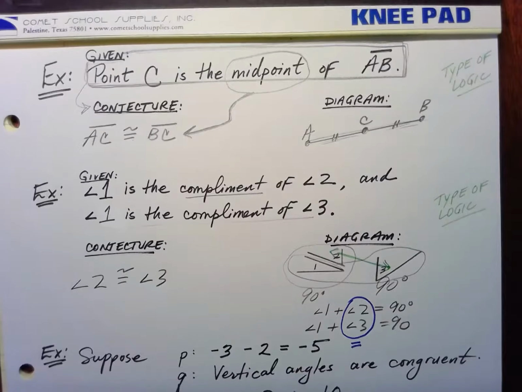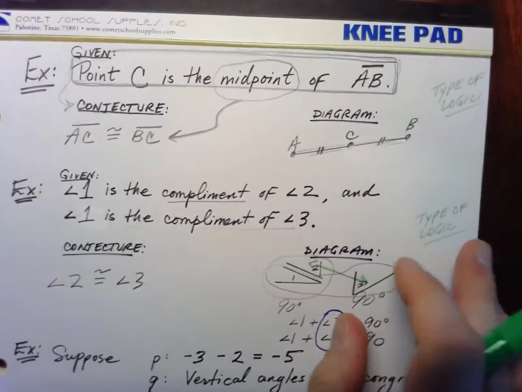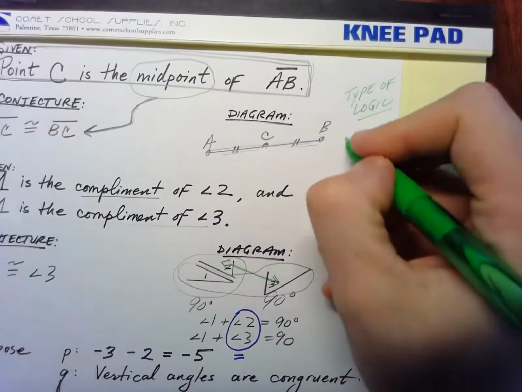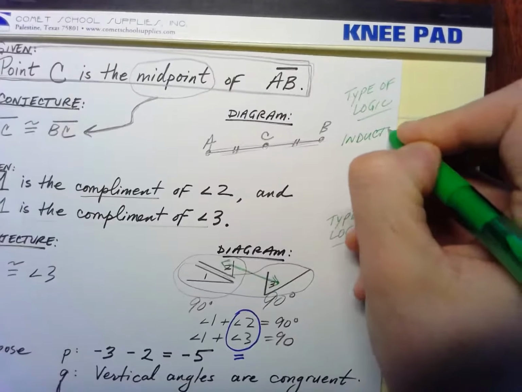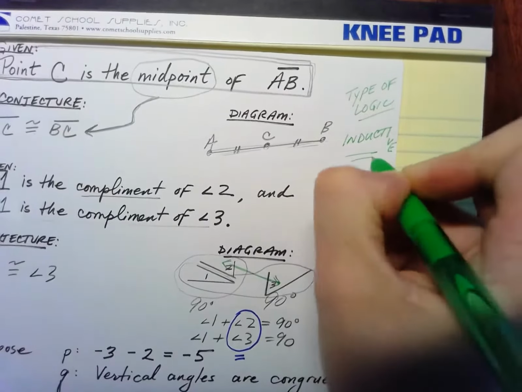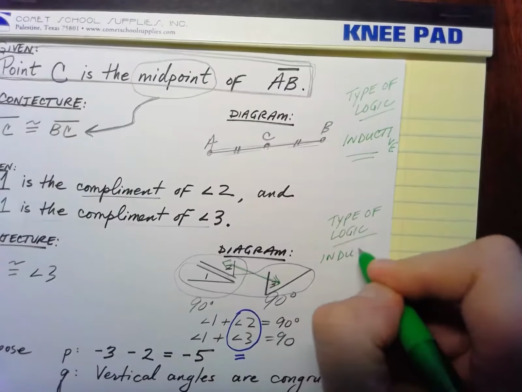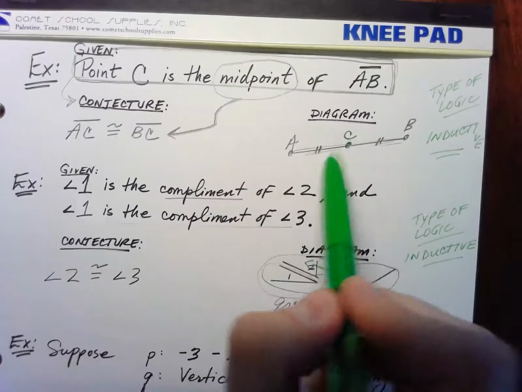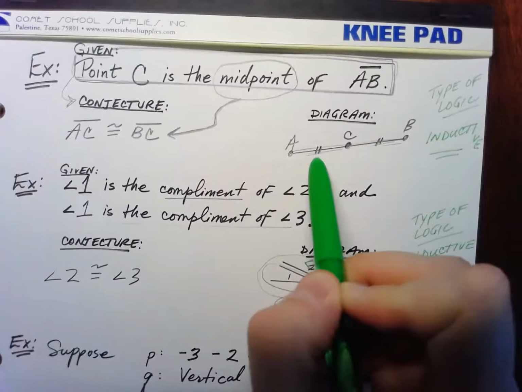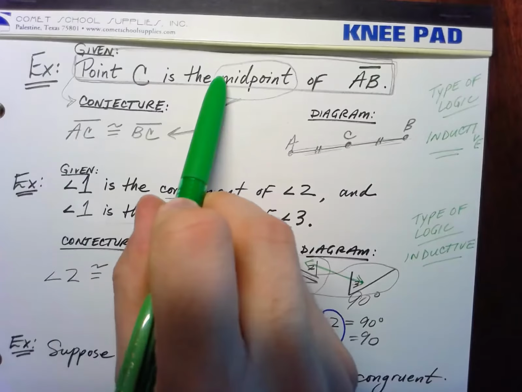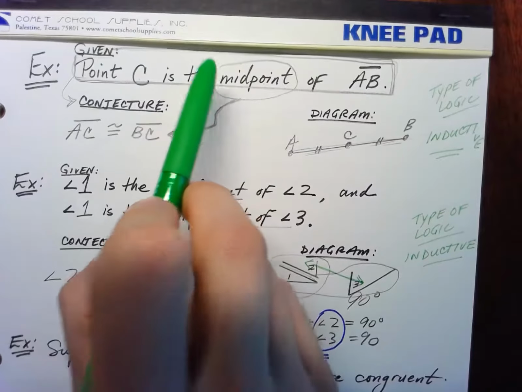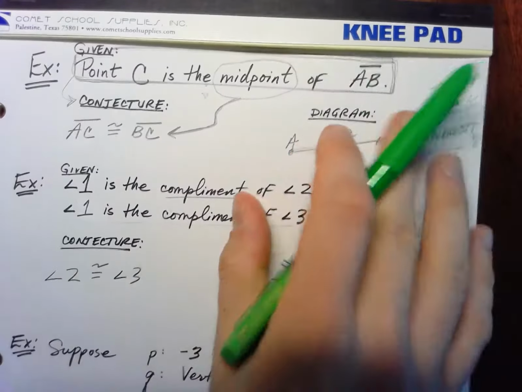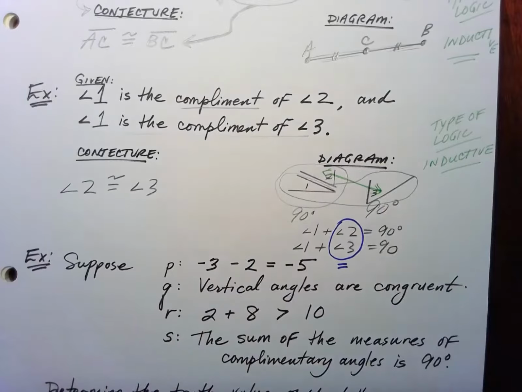Now I mentioned this over here on the side. I just want to look at it real quick. What type of logic is this? Well, this is inductive reasoning, and so is this. Because you're not given the diagram, you're not told that these are congruent, you're told something else. So you're trying to take this information and determine what it's saying and then generalize what it is saying. That's what we're doing with this. And the same thing down here.